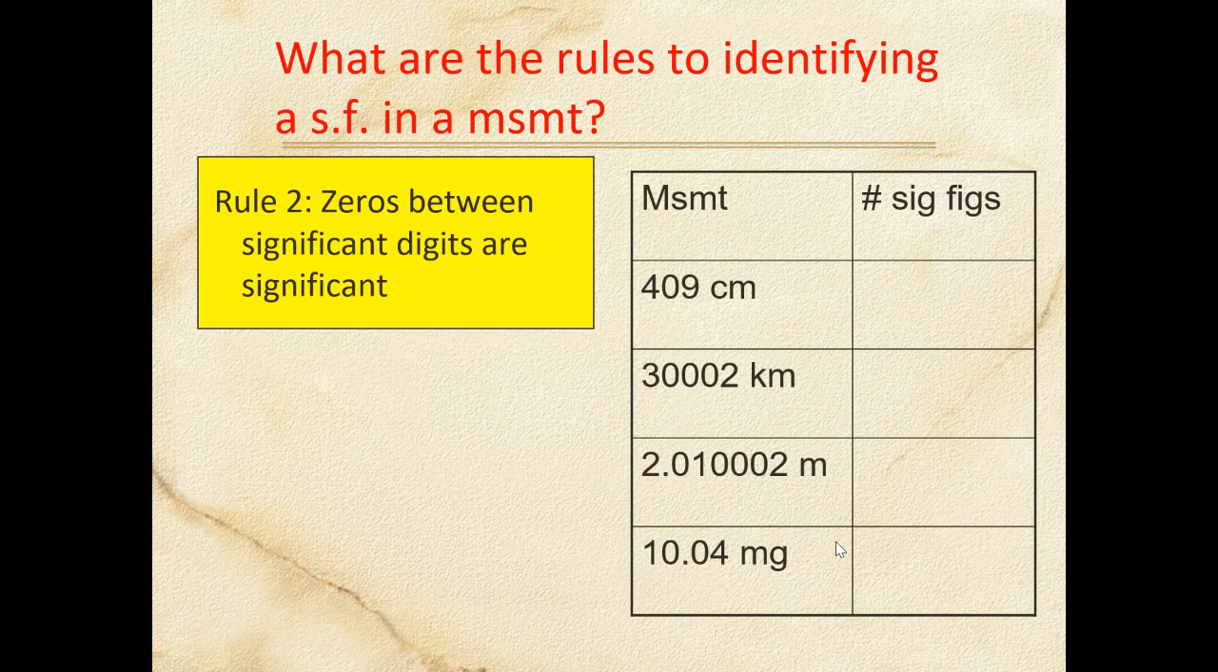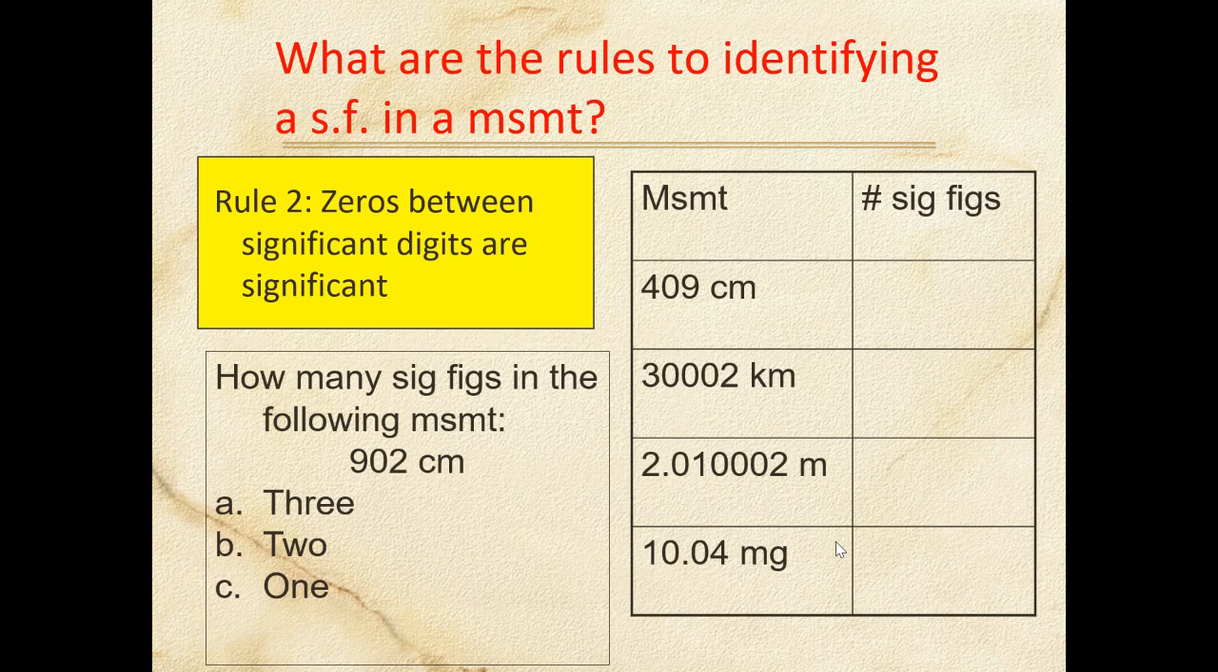Rule number 2, zeros between significant figures are significant. So in our first one, 4.09 centimeters, the 4, the 0, and the 9 are all significant. Therefore, there are 3 significant figures. In the following, there are 5. In the next one, there are 1, 2, 3, 4, 5, 6, 7 significant figures. And in the following one, there are 4.